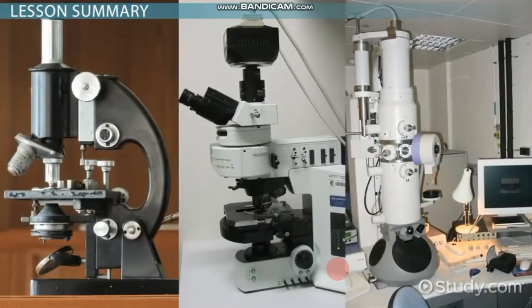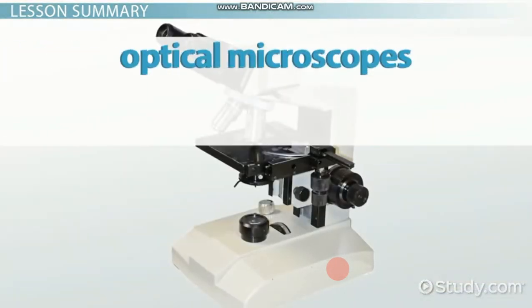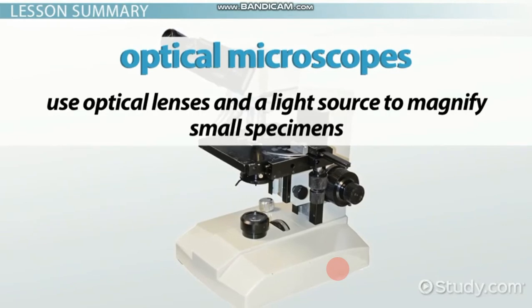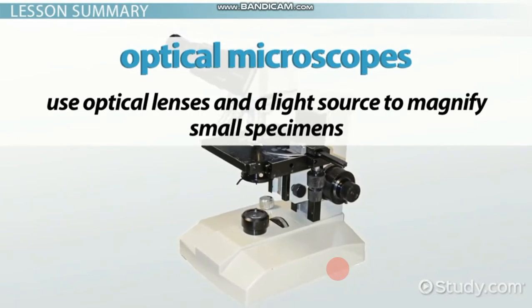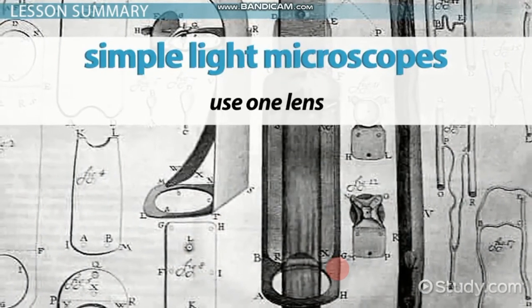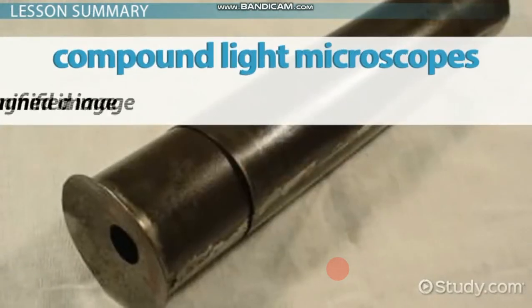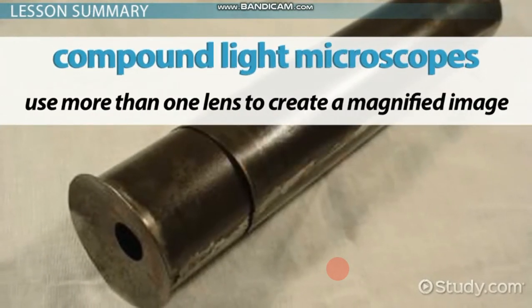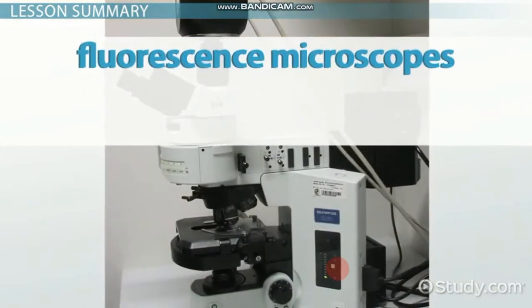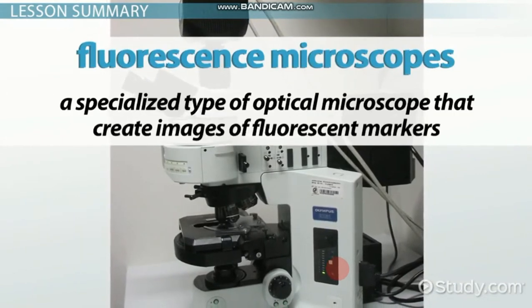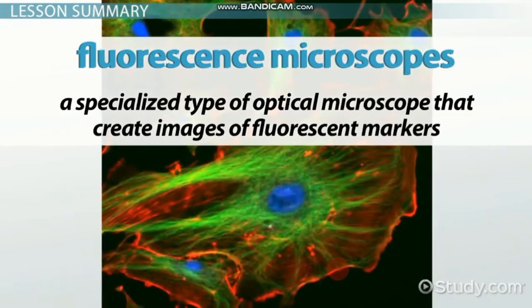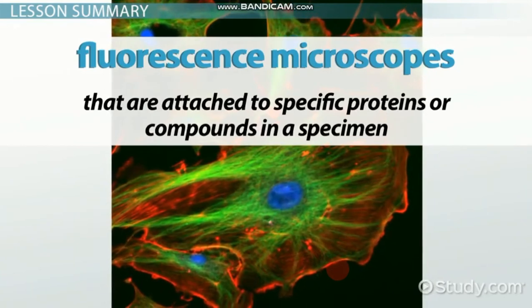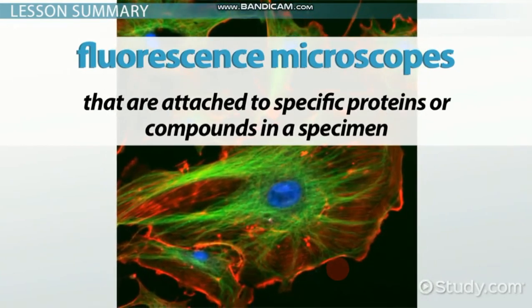There are 3 general types of microscopes that can be used to visualize objects too small to see with the naked eye. Light or optical microscopes use optical lenses and a light source to magnify small specimens. Simple light microscopes use one lens, while compound light microscopes use more than one lens to create a magnified image. Fluorescence microscopes are a specialized type of optical microscope that creates images of fluorescent markers that are attached to specific proteins or compounds in a specimen.